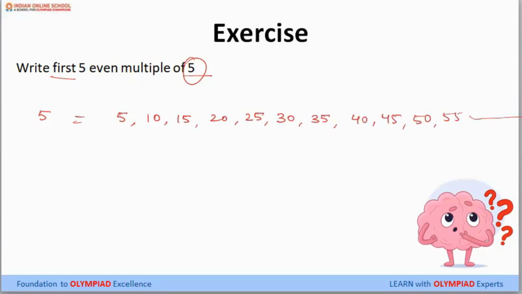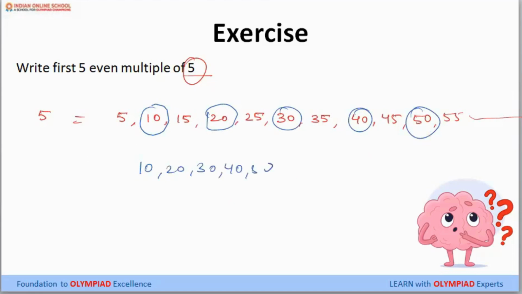Now we will come to this point. It is saying even multiples. So out of this, we need to search for the even multiples. So what are the even ones? 10, 20, 30, 40, 50. So these are the first 5 even multiples. Correct, everybody? Understood?